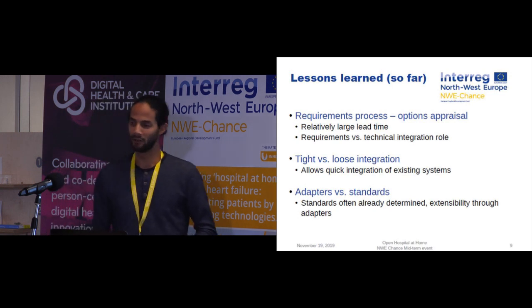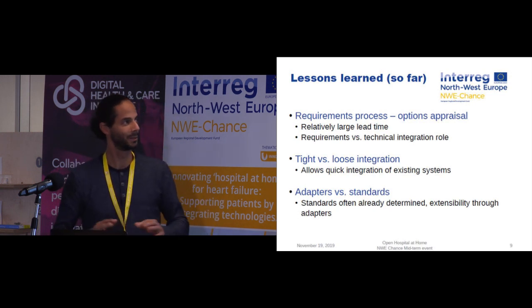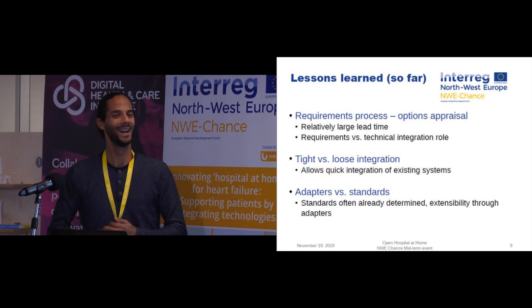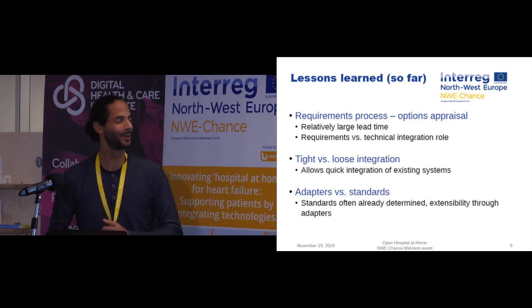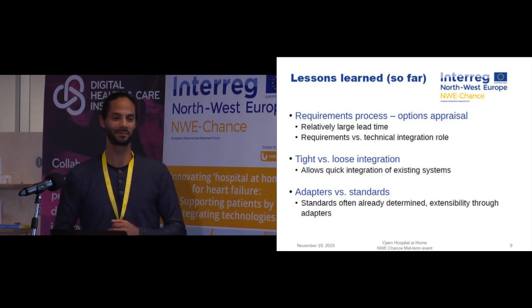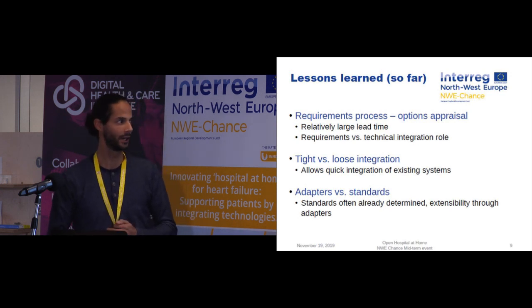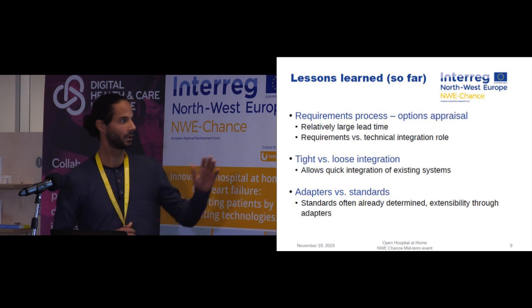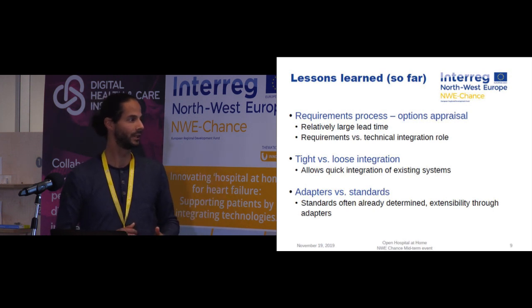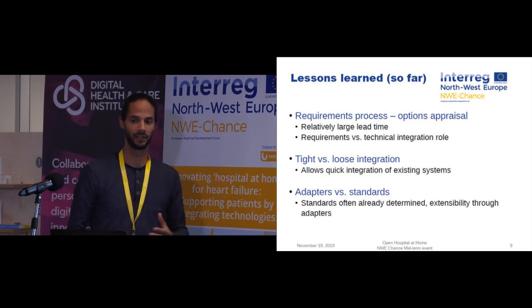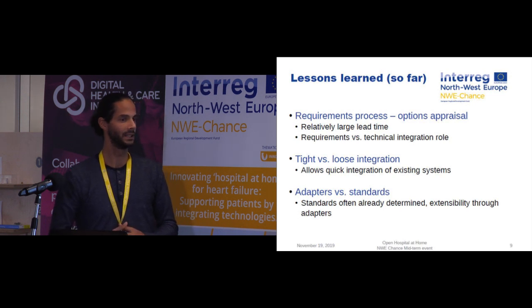So we're only halfway, but not in my presentation. This is the end. Halfway through the project, there are already a couple of lessons that I think are worth sharing. We talked about tight integration, loose integration, and how to make your system extensible in an easy way, what kind of strategies.